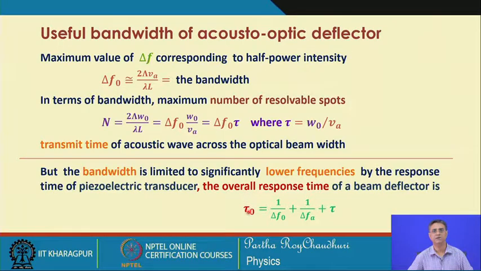If I call this delta f 0, then you have a relation, because it includes the response time of the interaction of the acoustic beam, that is the time of the piezoelectric transducer. The moment you feed the signal, it does not appear instantly, but there is a response time. So, because of this tau 0, the overall beam deflection response time is related to this. This is the acoustic frequency range, and this is the maximum useful bandwidth, and tau is the beam access time. So, that is again very clear.